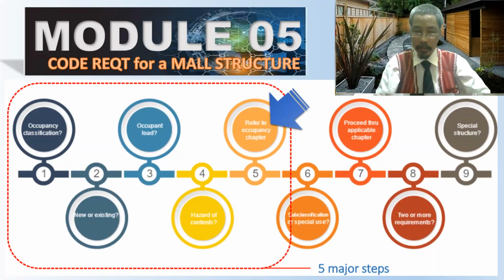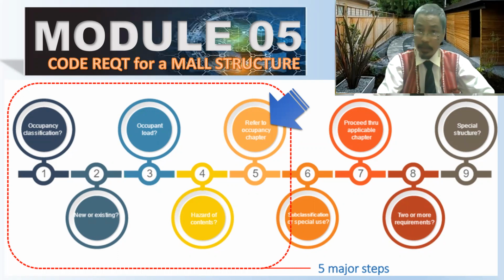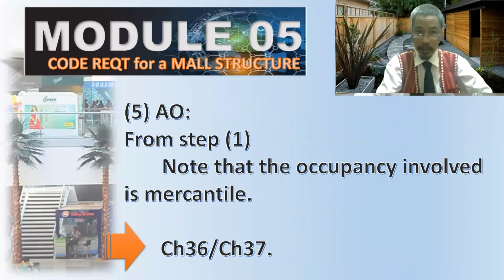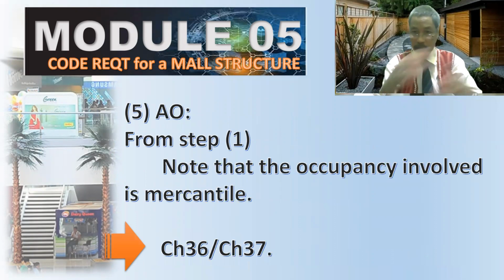Because of that, we are now going to step 5, refer to occupancy chapter. We already did that, actually, because we cannot proceed if we don't do that. That's why the process here is somewhat jumbled, because we follow chapter 43. We are guided by chapter 43. Chapter 43 is the main chapter we have to look at first. Okay, so that is the difference between this example and the previous design example.